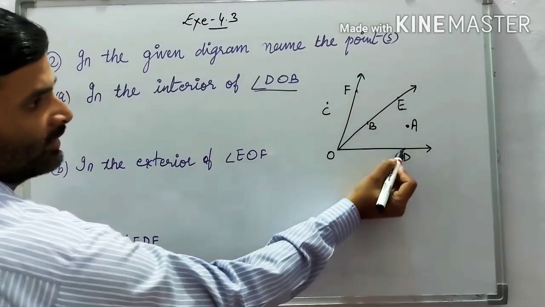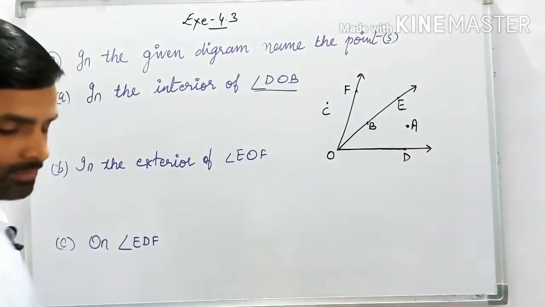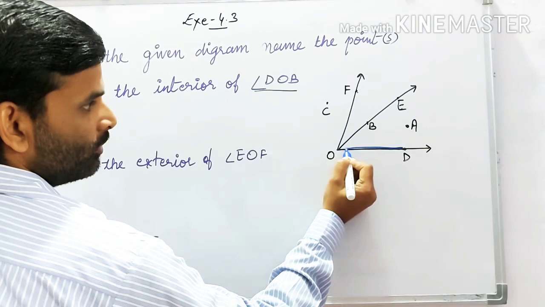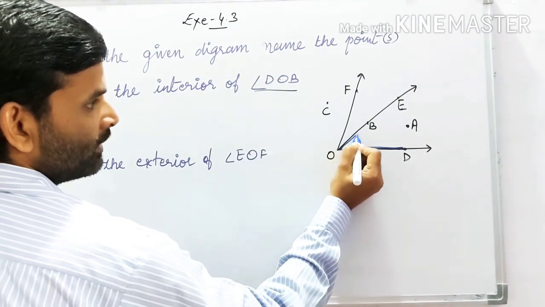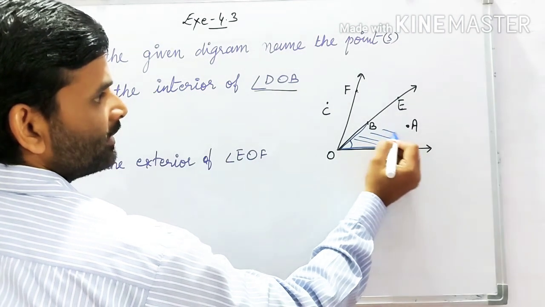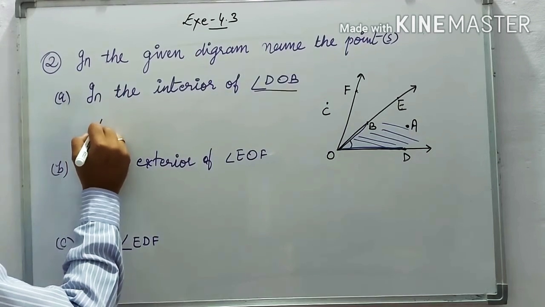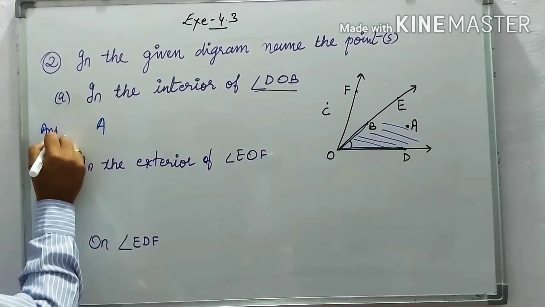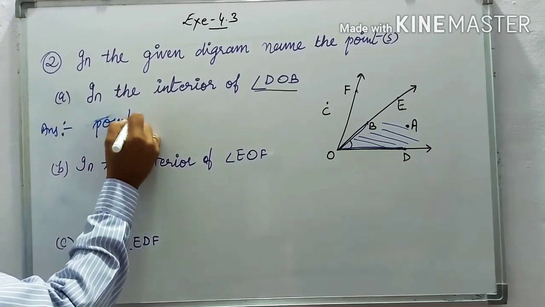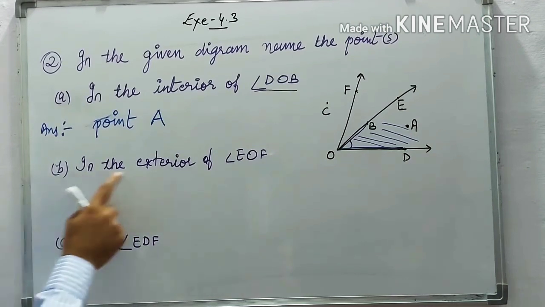DOB, where is D? This is the starting point D, you come to O and go on to B. This is the angle. So the point in the interior part of angle DOB is the point A. That is the answer, you write point capital A.